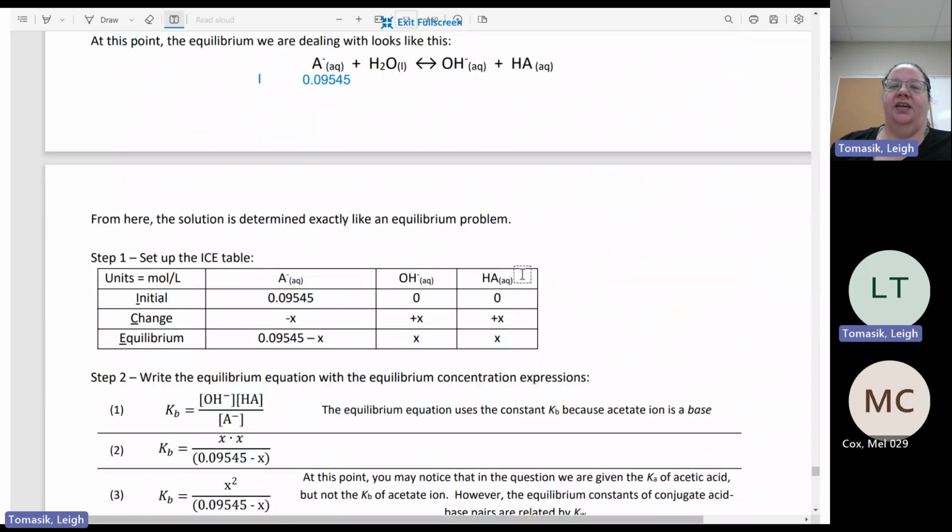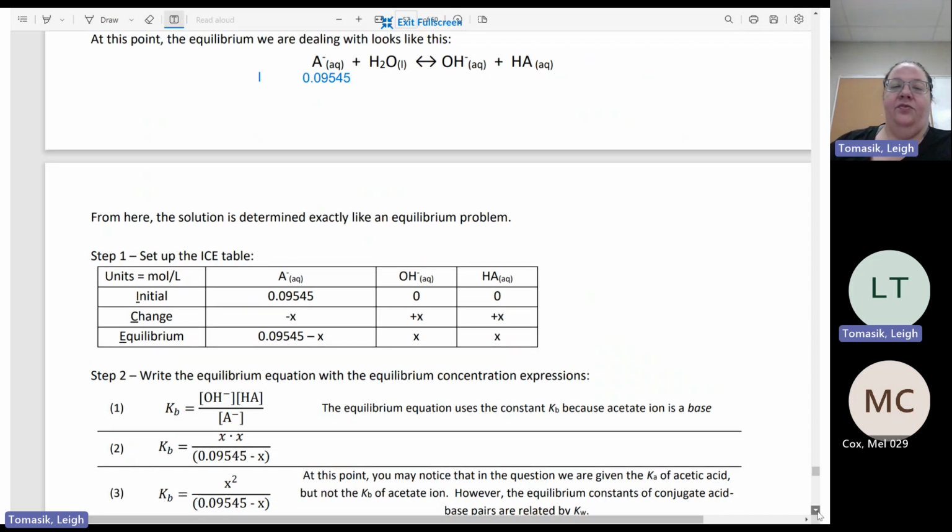So you can see here I have the ice table, and A starts with 0.9545. OH and HA start with 0. So this is what's left of our initial weak acid, right? It will change, it will decrease over time, and OH and HA will increase, right?